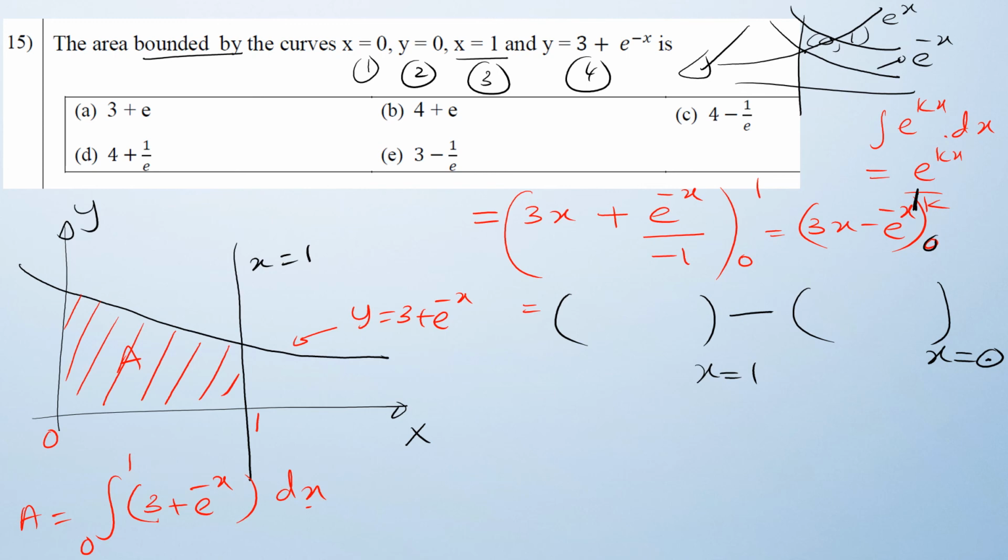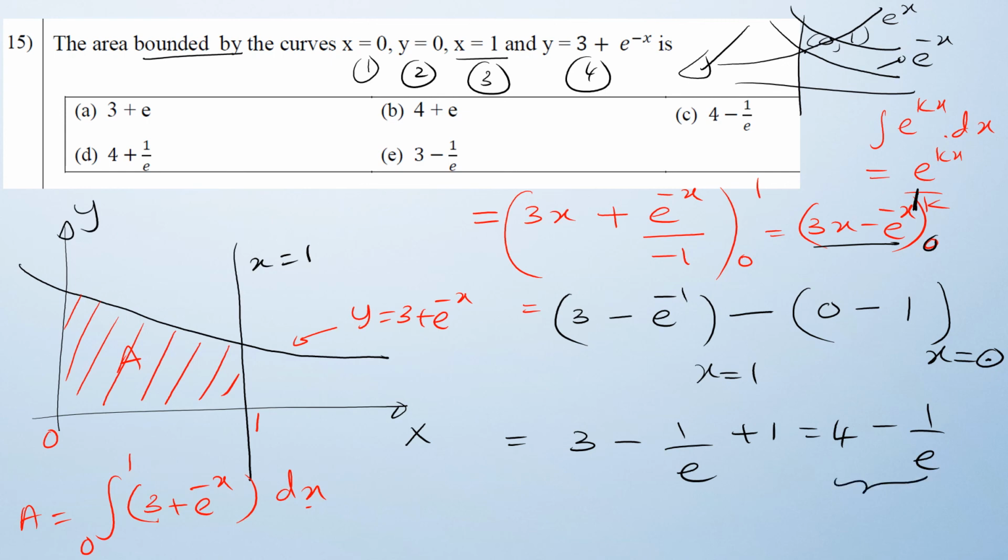When x equals 1, for 3x minus e to the power minus x, we have 3 minus e to the power minus 1. When x equals 0, we have 0 here minus the second term, e to the power minus 0, that is e to the power 0, which is 1. Then you can simplify. We have 3 minus 1 over e plus 1. Then we have 4 minus 1 over e as the answer. That is there in C. So the answer is only C.